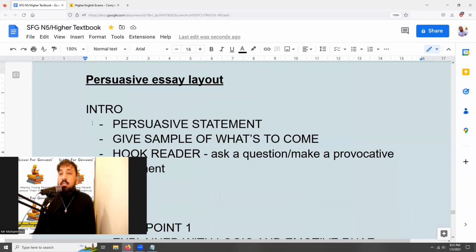What I'd like you to do is make your heading "Persuasive Essay Layout." Obviously, this is if you're going to do a persuasive essay for your folio. If you're going to do a reflective essay, just skip this lesson and go to the next set of lessons, which are on reflective essays. Okay, so the first thing is your introduction.